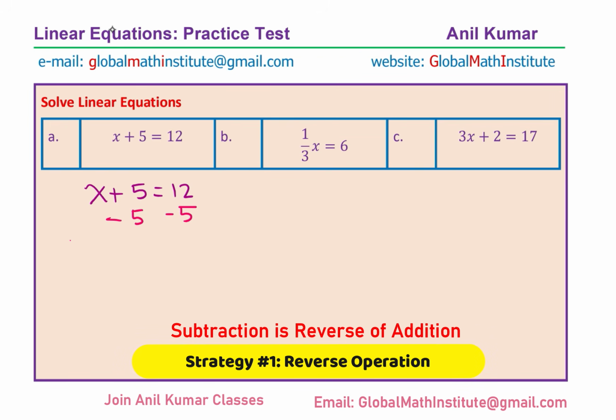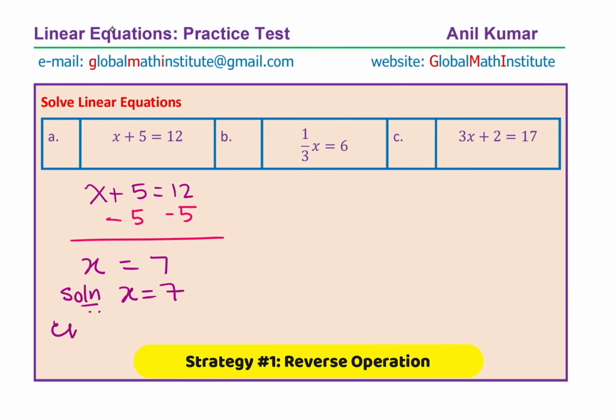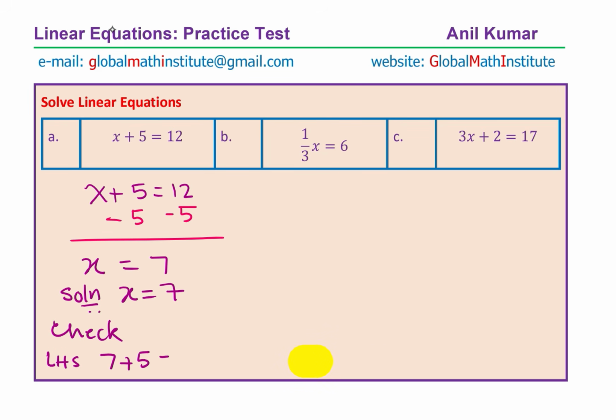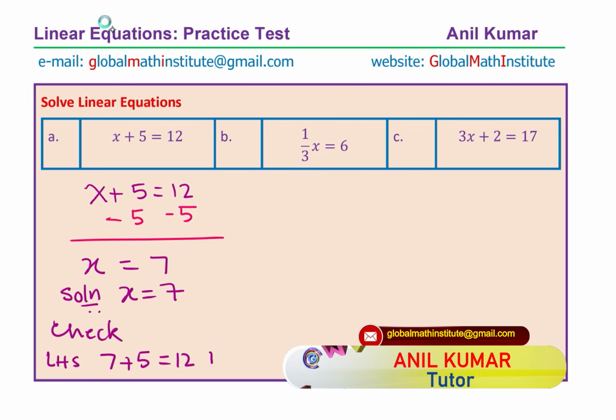When you take away 5 from both the sides, you actually get x on the left hand side, and on the right hand side 12 minus 5 is 7, and therefore the solution is that x is equal to 7, right? You can check the solution also. If I substitute 7 for x on the left hand side, then we know 7 plus 5 is indeed 12, which is the right hand side. So that is correct. Solving means finding the value of x. It's a good idea to begin with checking your answers also.